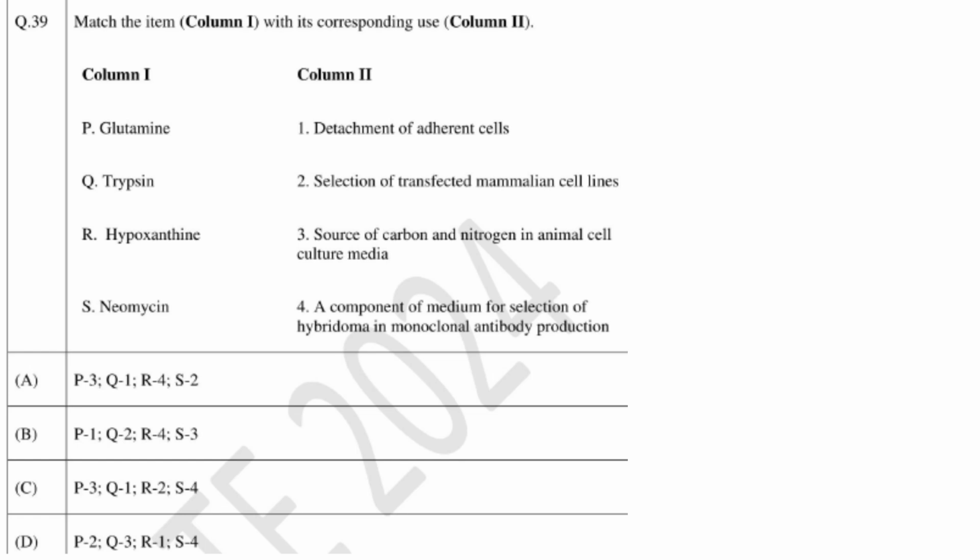Hypoxanthine. Hypoxanthine is a component of medium for selection of hybridoma in monoclonal antibody production. R4. So R4 is there only in A, not in C. So the answer here is option A. Neomycin is for selection of transfected mammalian cell lines. So S2. Answer is P3, Q1, R4, S2.